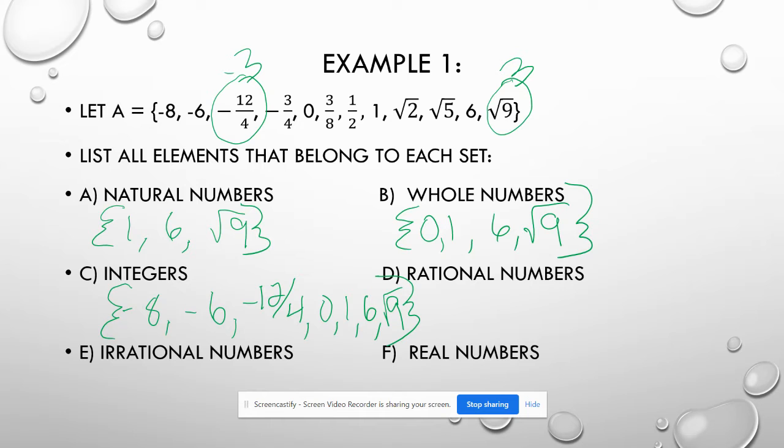Rational numbers are going to be pretty much everything on here with the exception of the square root of 2 and the square root of 5, because those are non-perfect square roots. So we can list -8, -6, -12, -3, 0, 3/8, 1/2, 1, 6, and the square root of 9.